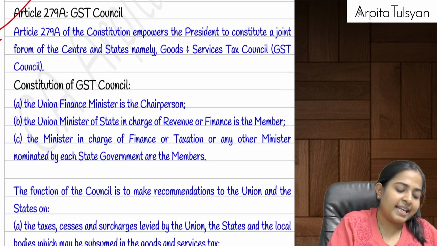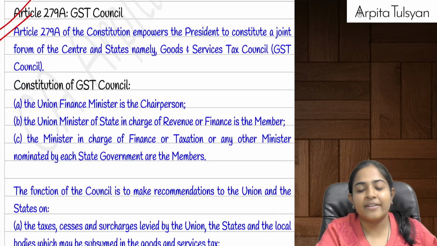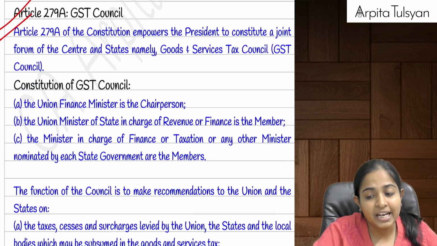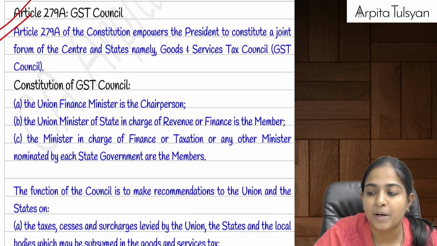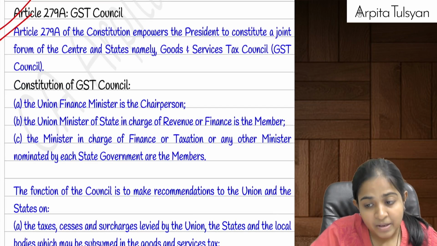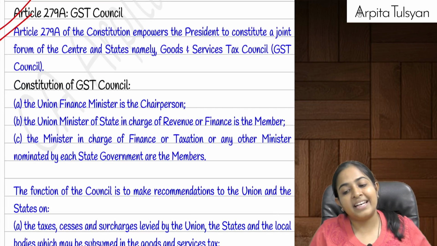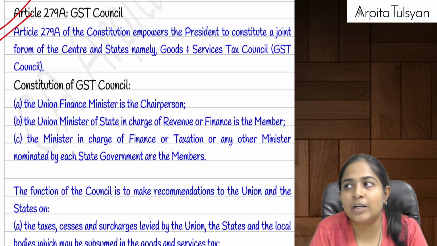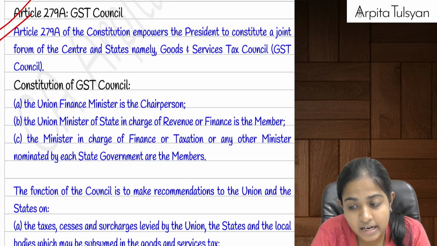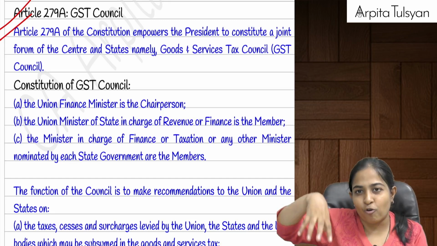Right? Then the next important article here is article number 279A, which talks about the GST Council. Now, what is the purpose of this GST Council? This article 279A gives the powers to the president to constitute a joint forum of center and state.